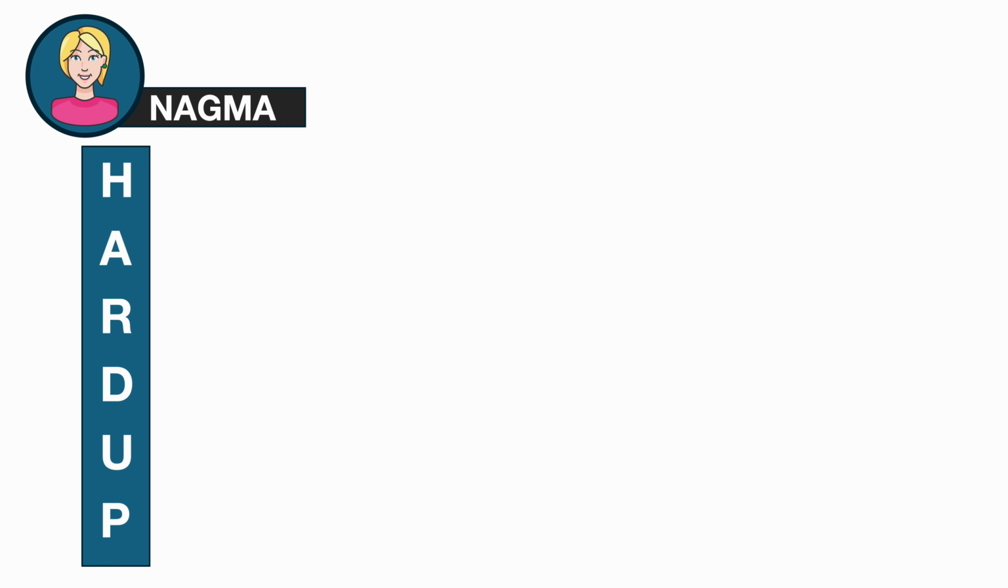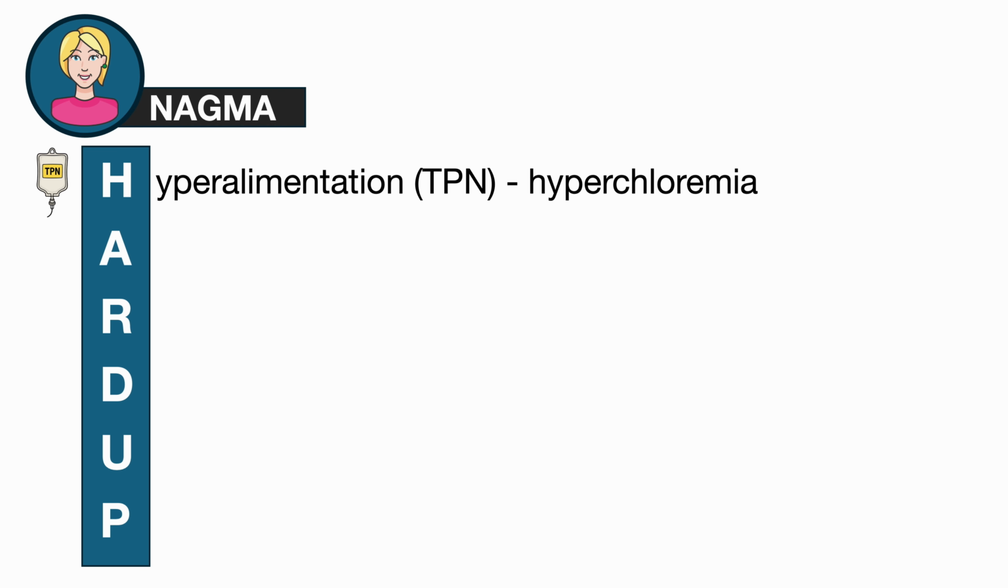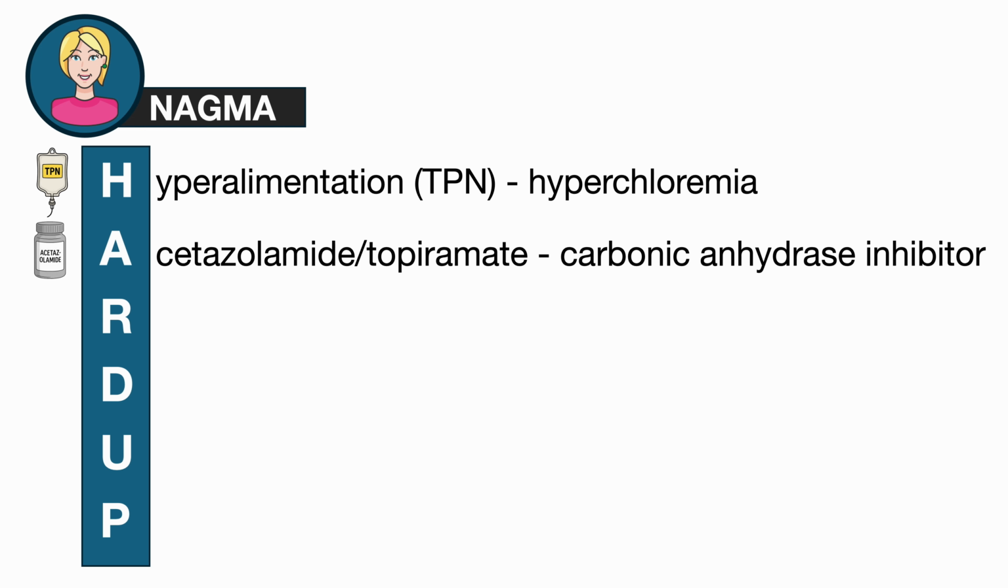Now let's go through the causes of a non-anion gap metabolic acidosis. This is best remembered with the mnemonic HARDUP. So H is reflective of either hyperalimentation or hyperchloremia. A is reflective of acetazolamide, a carbonic anhydrase inhibitor, but don't forget about topiramate, which also does this. Both of these cause a type 1 and type 2 RTA. R is a renal tubular acidosis.